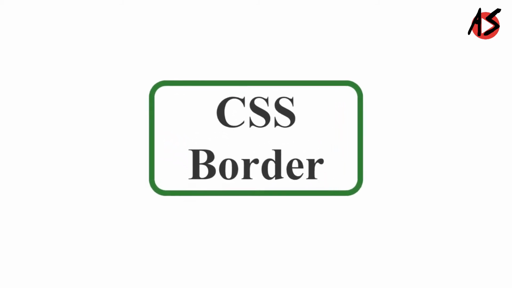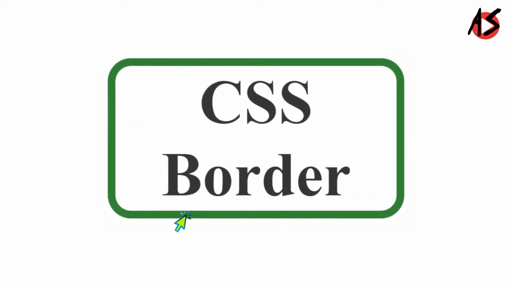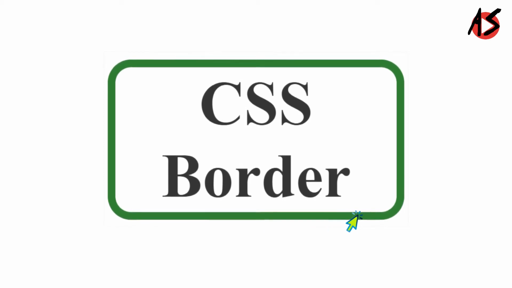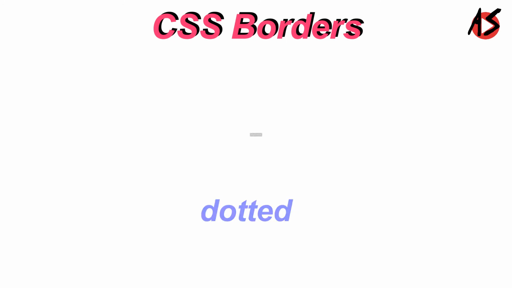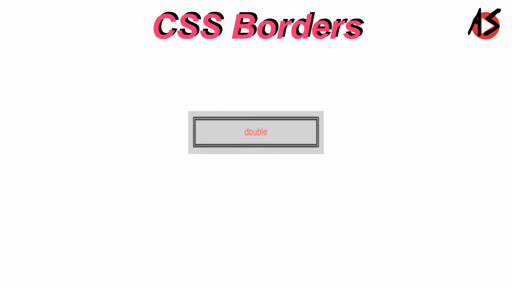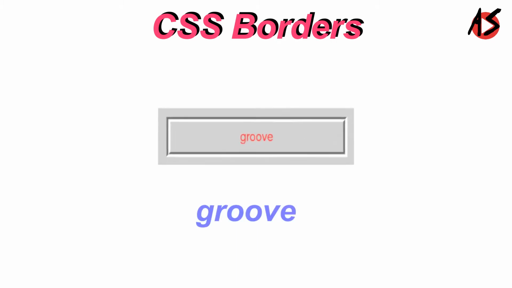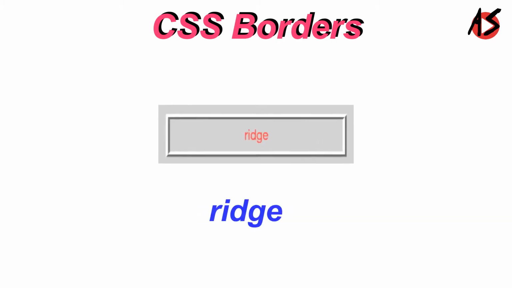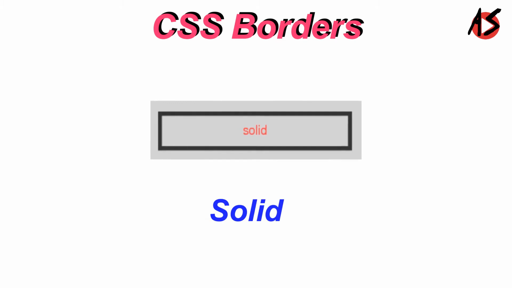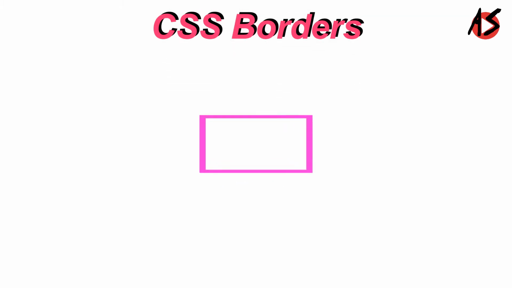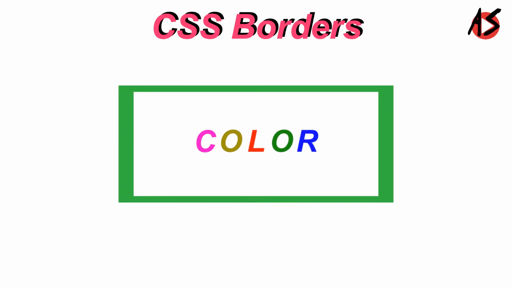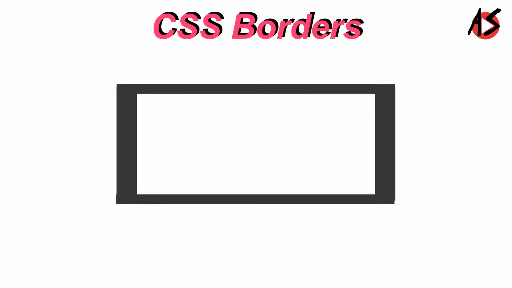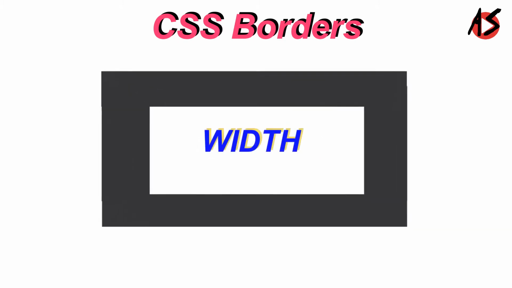Using CSS, you can create an element's border with different styles, for example dotted, dashed, double, groove, ridge, solid, and many more. You can set a different color for the border as you want. Not only that, you can change the width of the border.